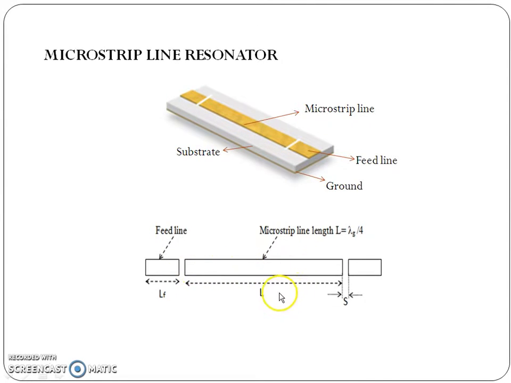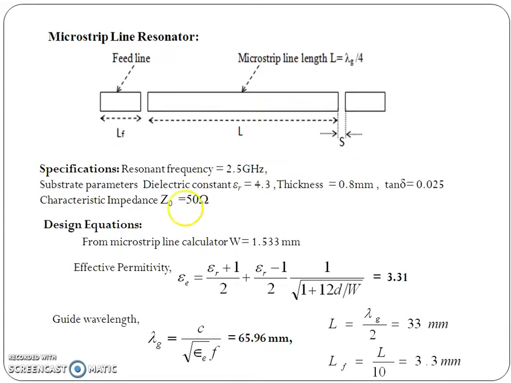The length of the structure is taken as L, which is the length of the microstrip line, and which is given by the equation lambda g by 2, as well as we have got the feed lines here, which are of length LF, and we have got some spacing between the strip line and the feed line, which is taken here as S. So the spacing here provides the coupling between the feed line and the microstrip line. And here are some of the specifications which are given to design the structure.